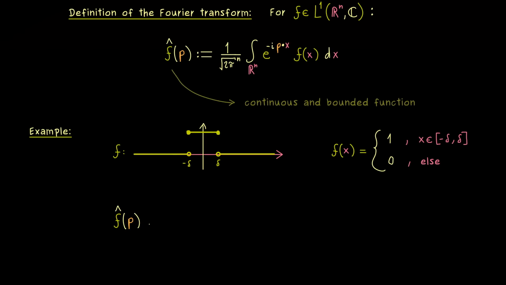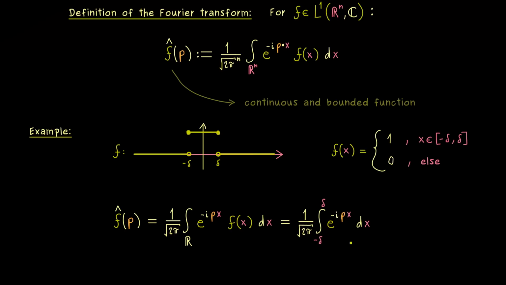And now we can use the definition from above to calculate the Fourier transform of f. In fact, this is quite simple because our dimension n is just given by 1. Which also means that the standard inner product here is just the product of two real numbers. And moreover, the essential part of the integral just goes from minus delta to plus delta. So there you see, this makes the whole calculation really easy.